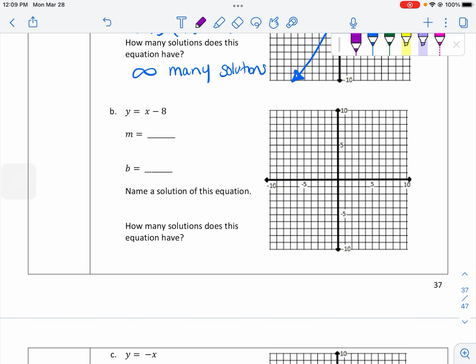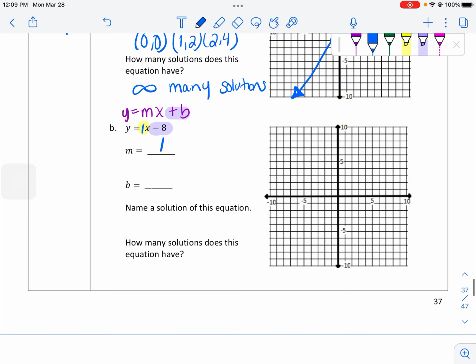In this equation, we have y equals x minus 8, and our slope-intercept form is mx plus b. So the value in front of the x is our slope, and if we have an x, we have a 1x, so our slope is positive 1 this time. And then our y-intercept is the minus 8 at the end, so our y-intercept is negative 8. So the first thing we're going to do is graph the y-intercept.